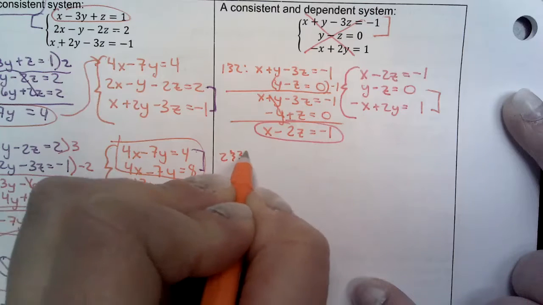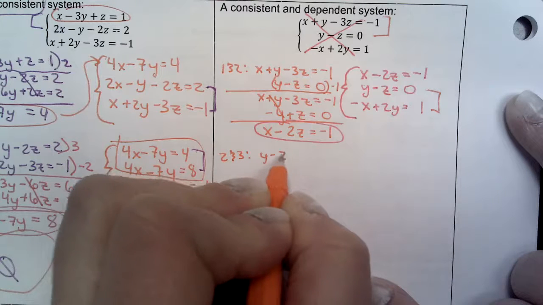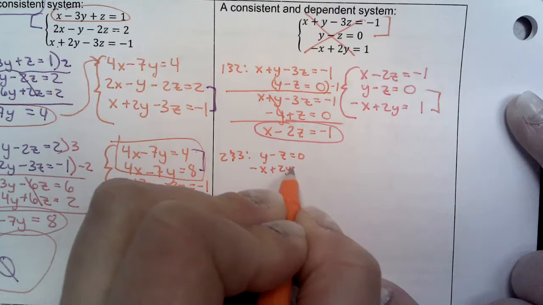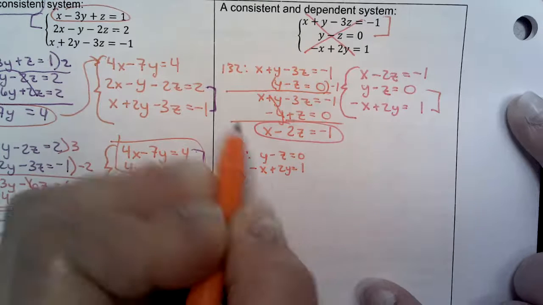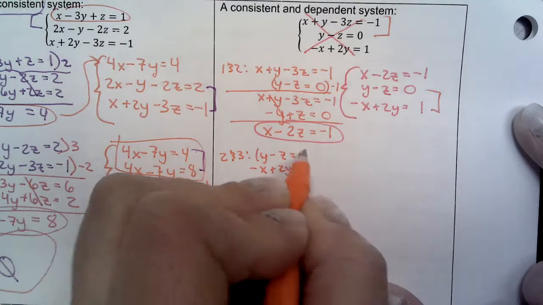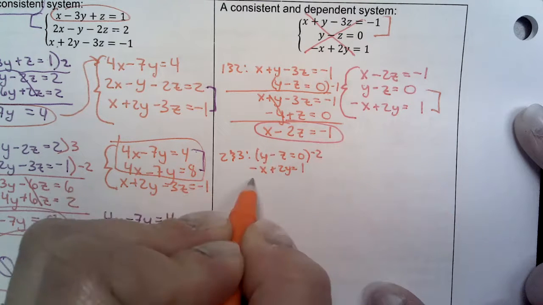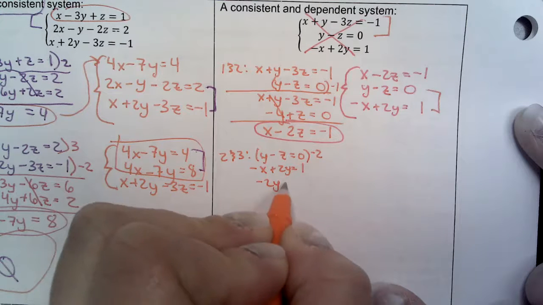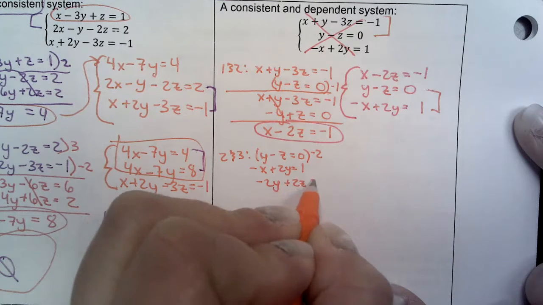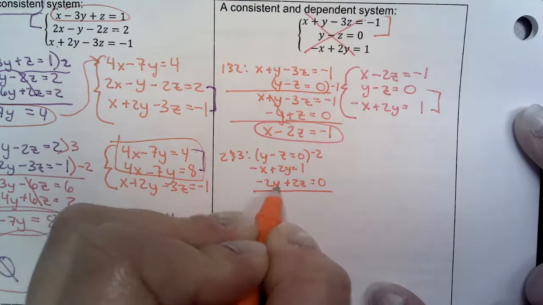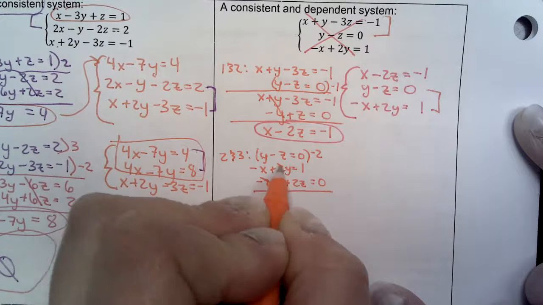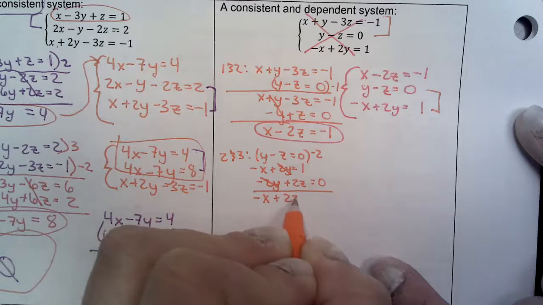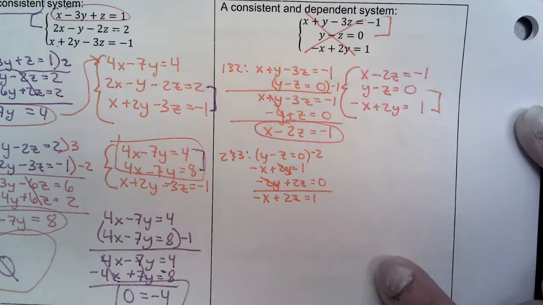So y minus z equals 0 and negative x plus 2y equals 1. The only thing I can get rid of here is the y's. So I'm going to multiply this by negative 2. So I get negative 2y plus 2z equals 0. And I'm going to combine those. So that and that go away, and I'm left with negative x plus 2z equals 1.